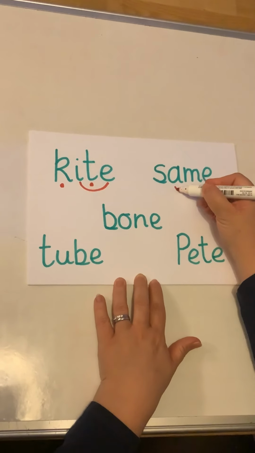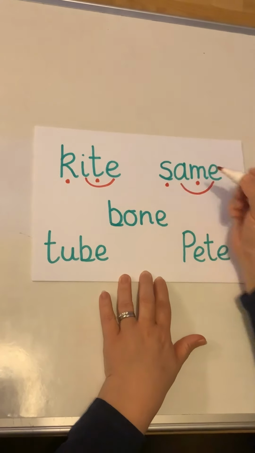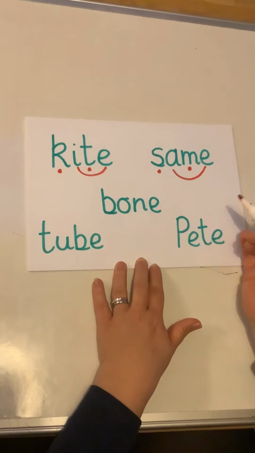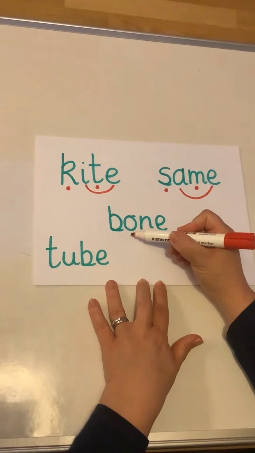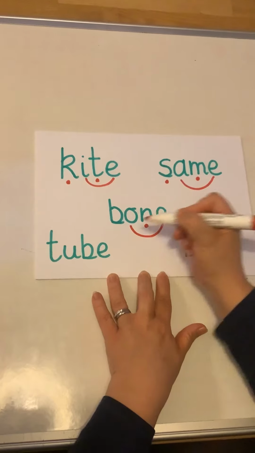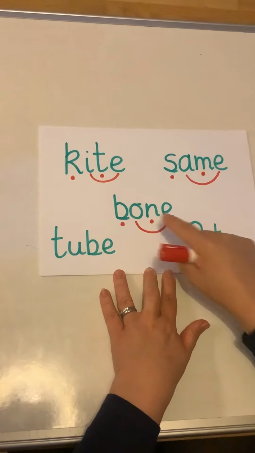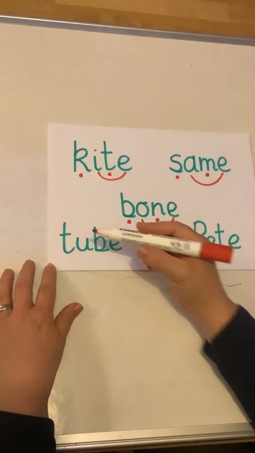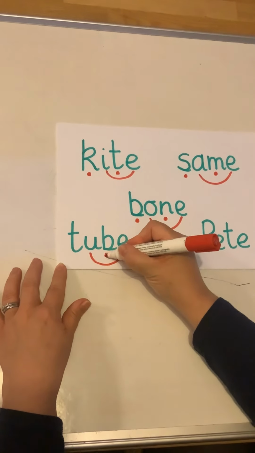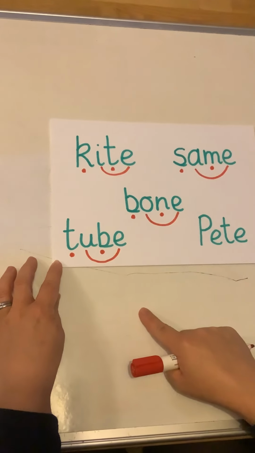Let's have a look at this one. So we have split digraph a, drawing our beans, and we read that word, same. Have a look at this one. We can see that we've got split digraph o, and we draw on our beans, and we read that word, bone. Let's have a look at this one. Here's split digraph u, draw on our beans, and we've got tube.